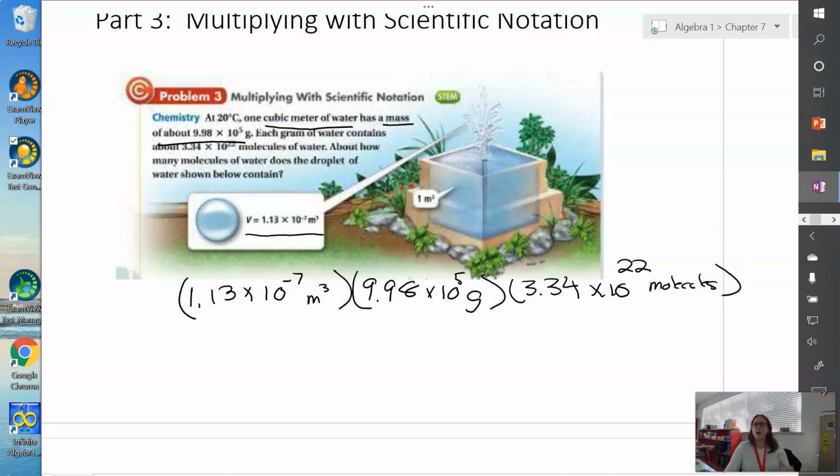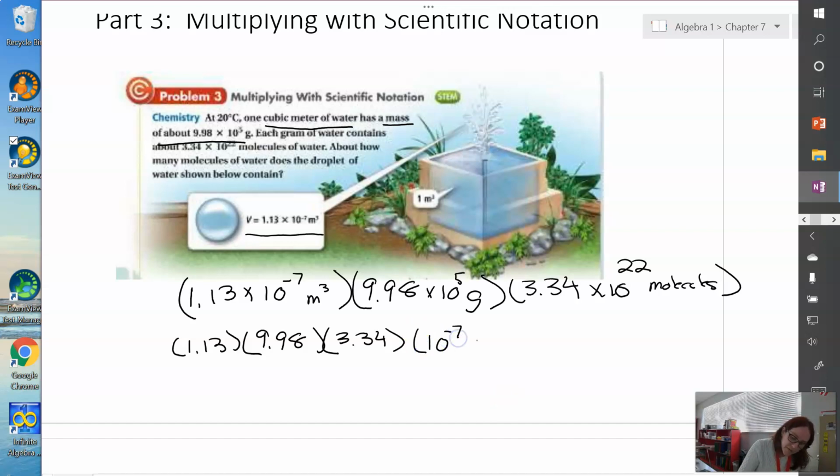So if I'm going to get the molecules of this drop of water, I need to multiply its volume by its grams and then by the number of molecules. So this is scientific notation, but it works just the same. So I'm going to multiply my numbers together. So I have 1.13 times 9.98 times 3.34, and we have a whole bunch of decimals here, but that's okay. And then I multiply that by times 10 to the negative 7 times 10 to the 5 times 10 to the 22.